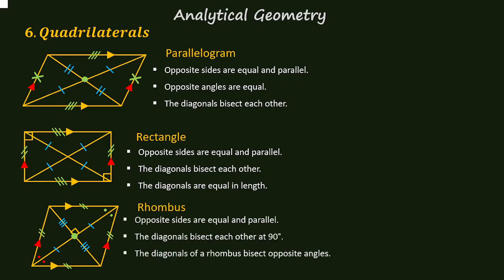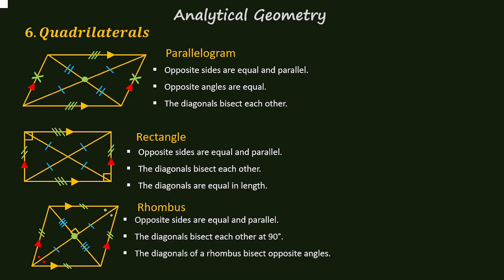The rhombus, the first property, just like the other two, the opposite sides are equal and they're also parallel. So the sides are equal in length and they are parallel to each other. So this side is equal to this side and the two are also parallel to each other. That side is equal to this and they are also parallel to each other. That is the first property, which is shared by the parallelogram, shared by the rectangle, and it is also shared by the rhombus.